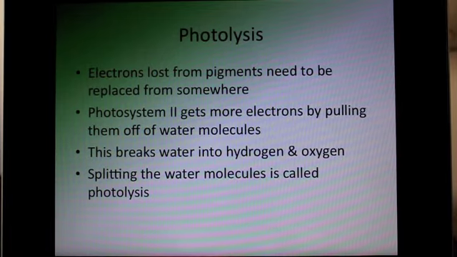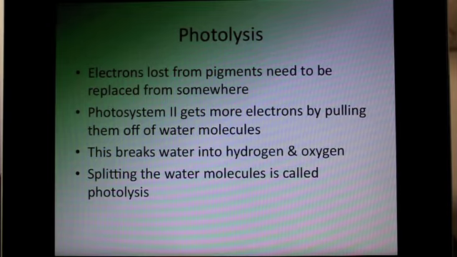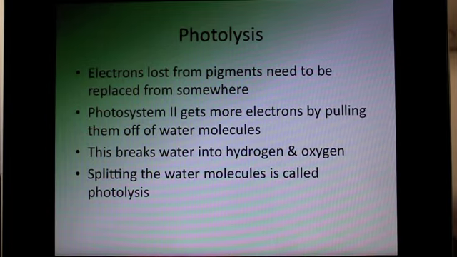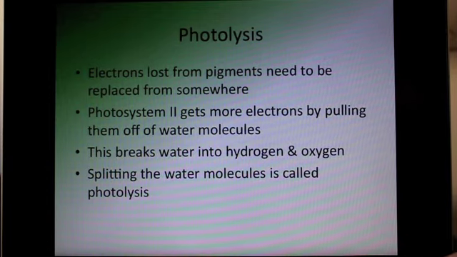Photosystem 2 gets more electrons by pulling them off of water molecules. This breaks the water into hydrogen and oxygen. That's where we get the oxygen that's given off as a byproduct of photosynthesis, and this is the oxygen that we breathe. Splitting the water molecules like this is called photolysis.